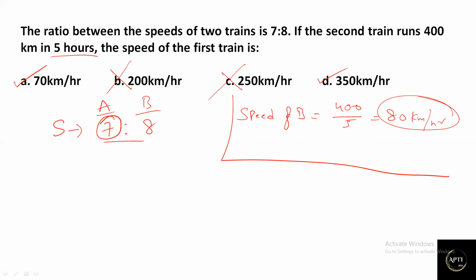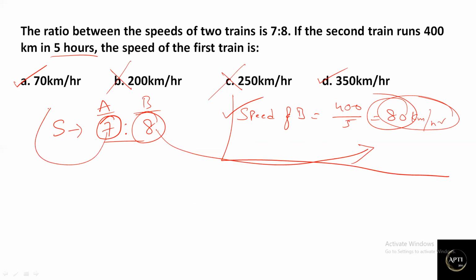How can we identify it? Now also, don't take any values or assume any x or y values. Just observe the speed of B. What is the speed of B? 80 kilometers per hour. How many parts do we have? 8 parts for B. If 8 parts is 80 kilometers per hour, how many parts do we have for A? 7 parts. If 8 parts is 80 kilometers per hour, 7 parts is 70 kilometers per hour. So my answer is option A, not option D. That's it. This is how we can solve questions, and I hope you are all clear with this question. Let's move on to the next one.